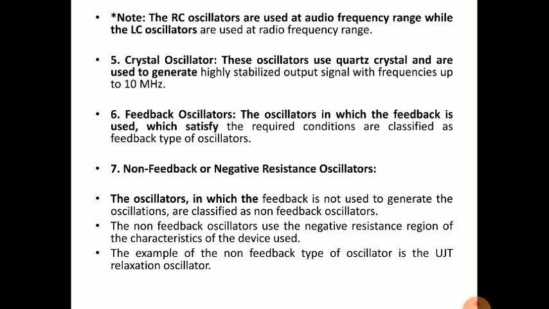The non-feedback oscillators use the negative resistance region of the characteristics of the device used. I have explained in the previous slide that the non-feedback or negative resistance oscillators use the negative resistance region of the characteristics of the device. Generally we use the UJT for this negative resistance concept, because the UJT characteristics have a negative resistance region.